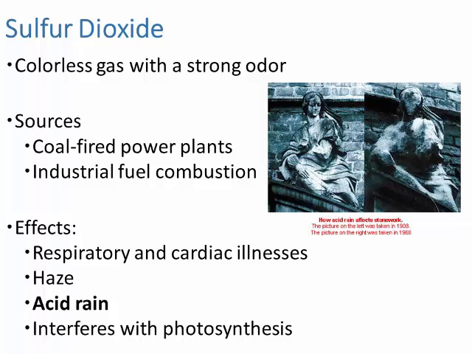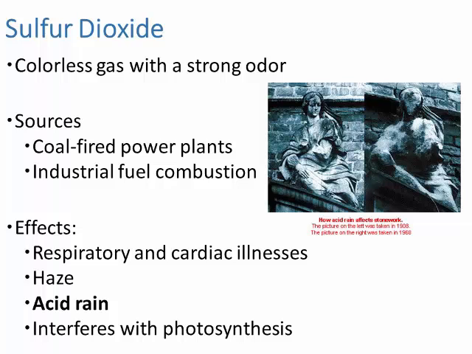Sulfur dioxide is also a colorless gas, but unlike carbon monoxide, sulfur dioxide has a very strong and distinctive odor. Sulfur dioxide smells like rotten eggs. The main sources contributing to sulfur dioxide emissions are coal-fired power plants and industrial fuel combustion. Sulfur dioxide gas causes respiratory and cardiac illnesses, haze in cities, acid deposition, and interferes with photosynthesis. Acid deposition, commonly referred to as acid rain, is any precipitation that is unusually acidic.